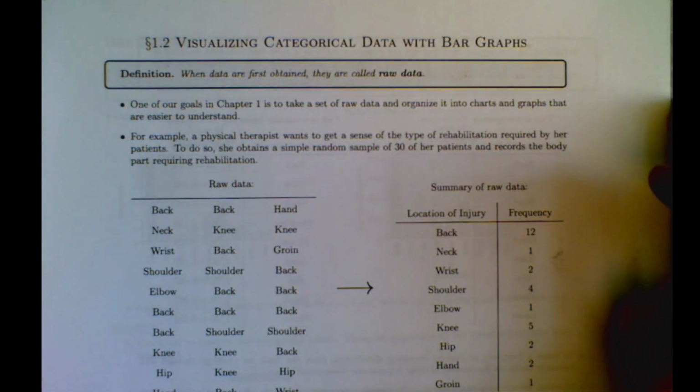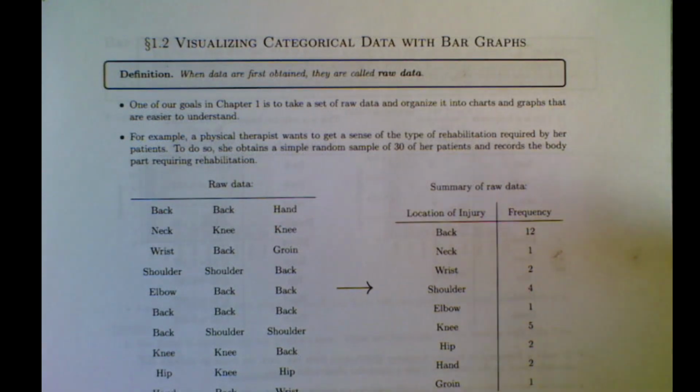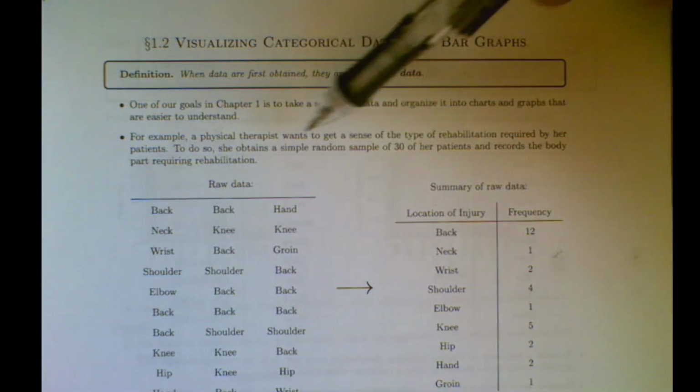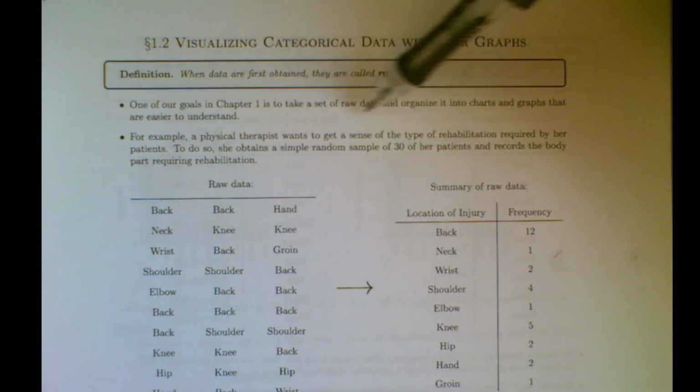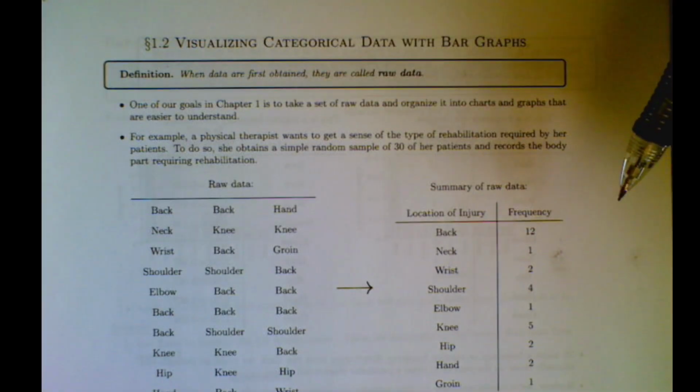So, as I said, 1.2 is about visualizing categorical data. When we first obtain data, they're not going to have been summarized in any way, and we call that raw data. One of our goals in this chapter is to take a set of raw data and organize it into charts and graphs that are easier to understand.